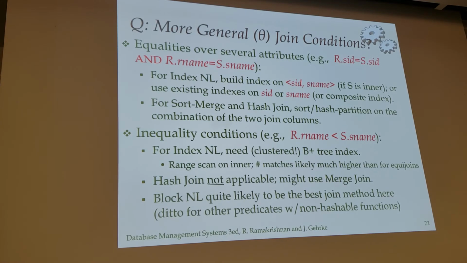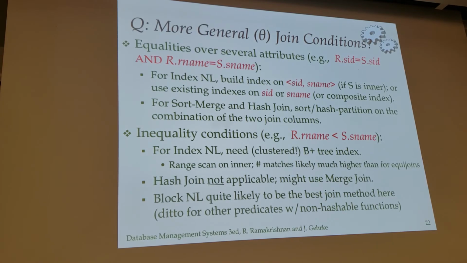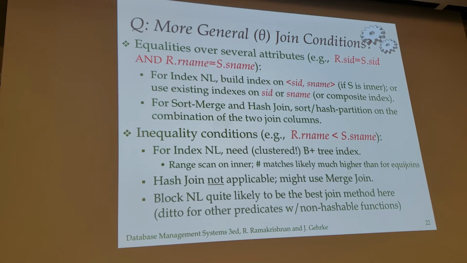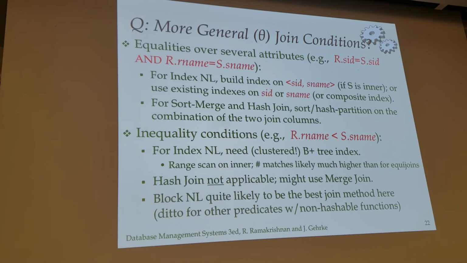And I've seen cases in which people have actually written that and needed to be able to do it. Can't use hash join because hash is not very good on ranges, as we've discussed several times. Block nested loop is likely to be the best thing there, again, where things are not hashable, where we have non-equal predicates.